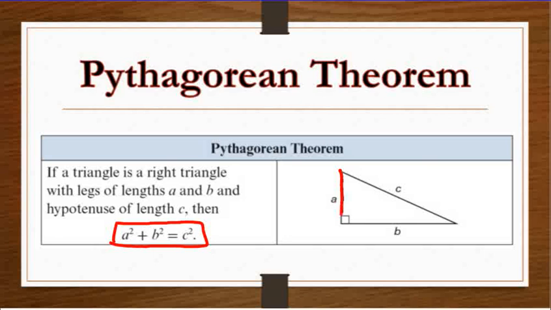So here are your legs. The legs always form the right angle. So if you square the A and you square the B, that will give you your hypotenuse, which is your C squared.